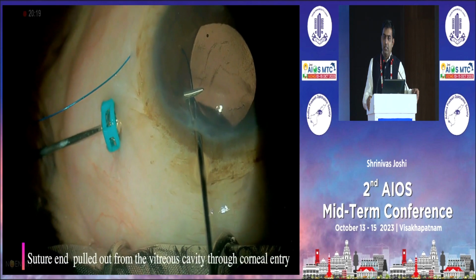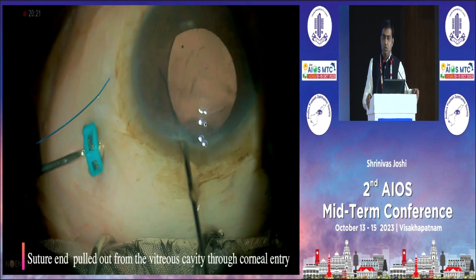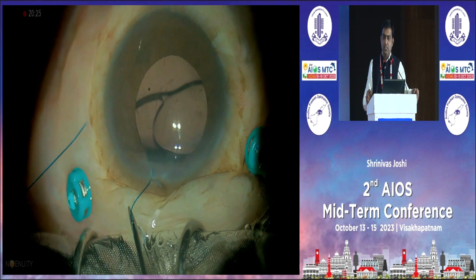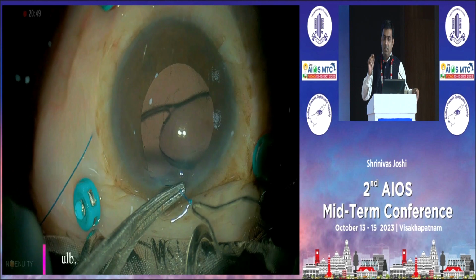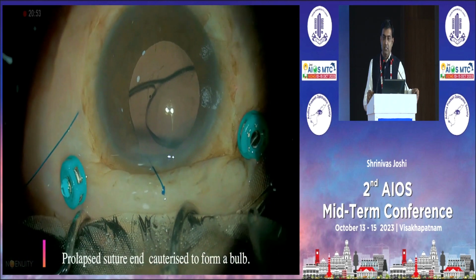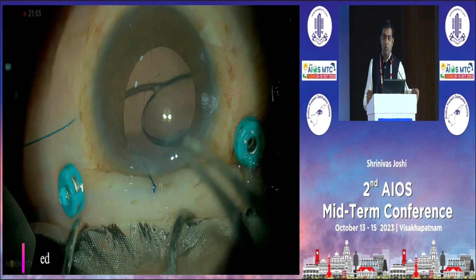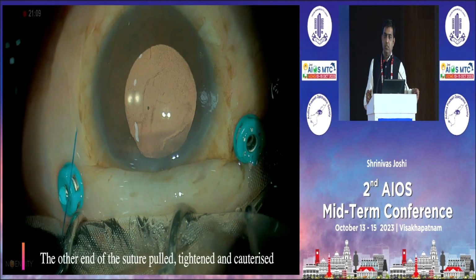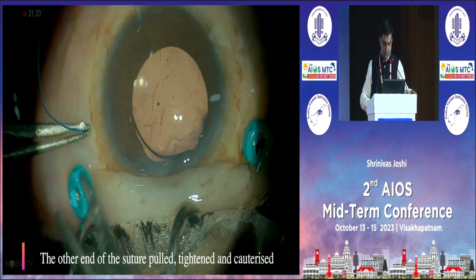So once this end is bought out, now you can just flange it and make sure that the bulb is sufficient inside, sufficient on a bigger size, and then just pull the other end, it gets fixed. So it's a nice centration what you can see here.